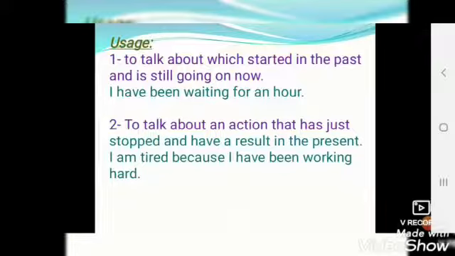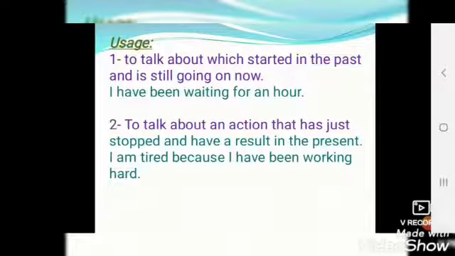When do we use the present perfect continuous? We use it to talk about an action which started in the past and is still going on now. Like the example, I have been waiting for an hour. It means that I'm still waiting.